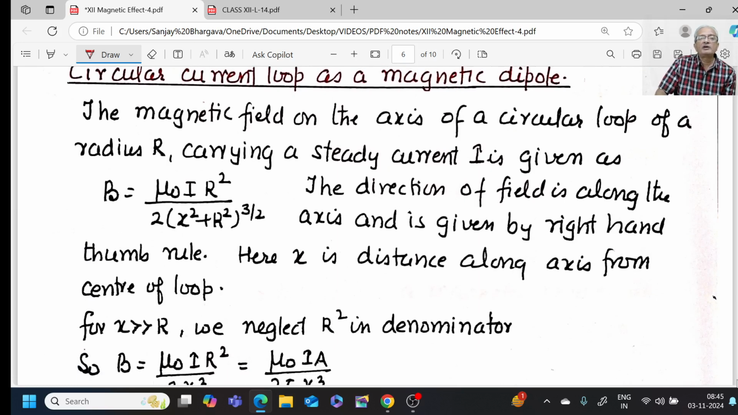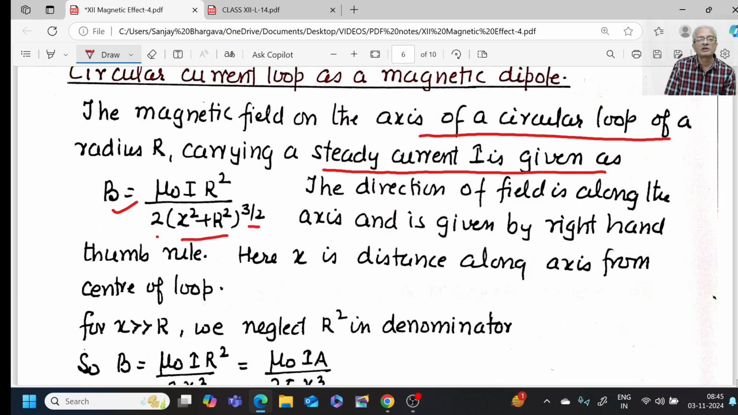The magnetic field on the axis of a circular loop of radius r carrying a steady current I is given as B is equal to mu 0 I into r square upon 2 into (x square plus r square) power 3 by 2. What is r? R is the radius of the coil. And what is x? X is the distance along axis from the center of the loop. Distance of the point of observation. The direction of the magnetic field is along the axis and is given by the right hand thumb rule.